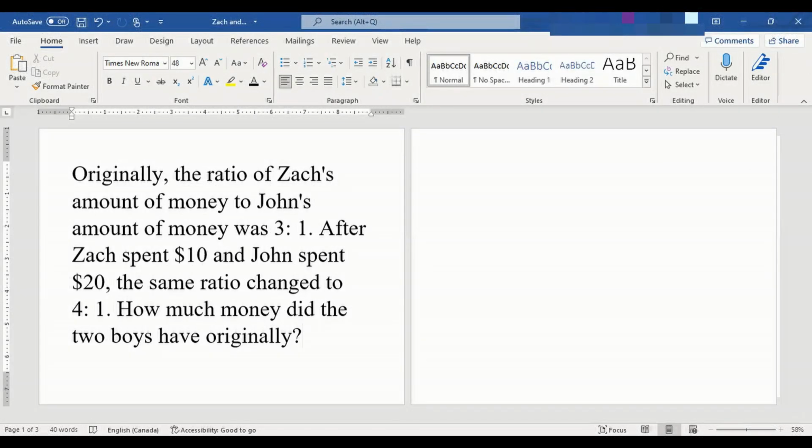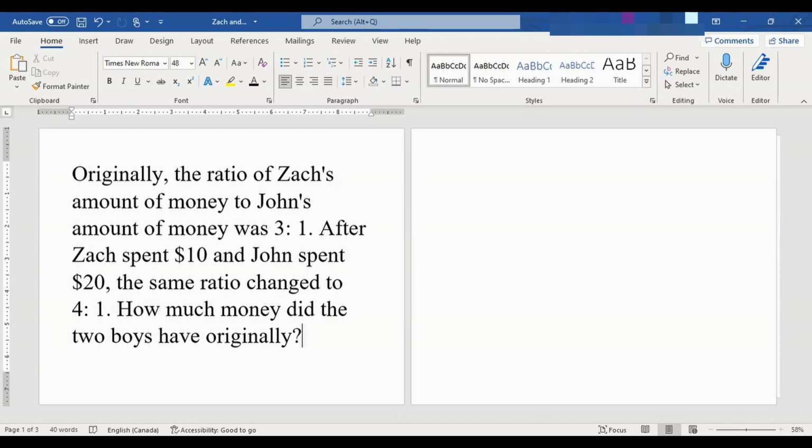Okay, so this problem says, originally, the ratio of Zach's amount of money to John's amount of money was 3 to 1. After Zach spent $10 and John spent $20, the same ratio changed to 4 to 1. How much money did the two boys have originally?